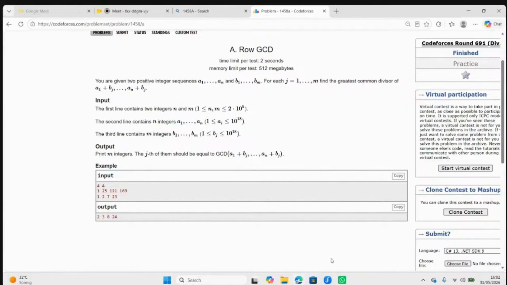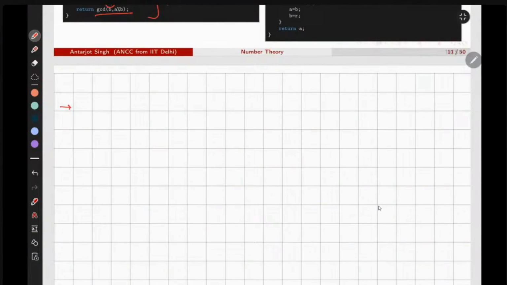So I hope all of you read the question, right? You are given an array A, an array B. So you need to print the GCD of A1 plus BJ, till AN plus BJ, for all J.